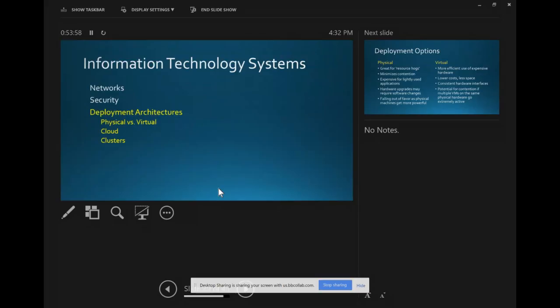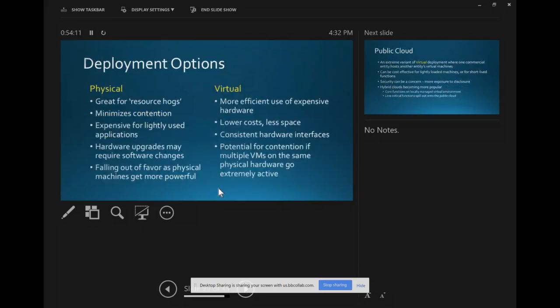So now we're going to switch gears a little bit and talk about deployment architectures. So you've got these networks, you've adequately secured them, you've got these individual physical machines. Now, how do you deploy an application to these systems? Two of the big options you have are whether you're going to do a physical deployment or a virtual deployment. What I mean by physical is I'm going to actually put the application on an actual physical machine.